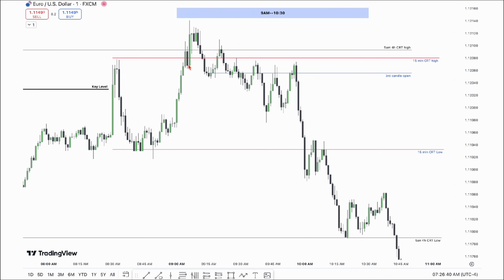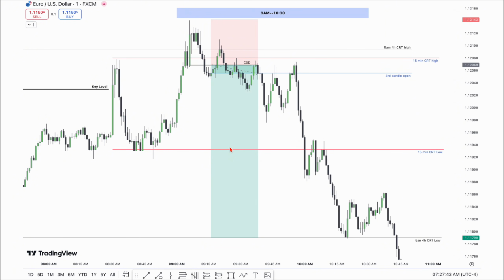This is a thick up-close candle which takes out the buy stops, and then price closes below that candle, confirming it as a high probability order block. So we enter in the order block as a short, and our stop loss is just above that order block and targeting the opposing end of the 5 AM CRT. You must take partials at the equilibrium or the opposing end of the lower time frame CRT, which is either 15 minutes or 1 hour.